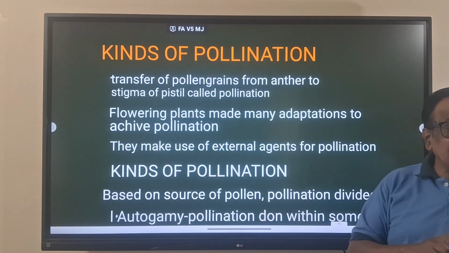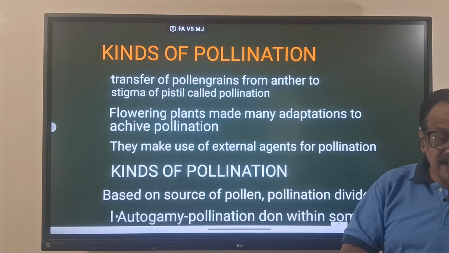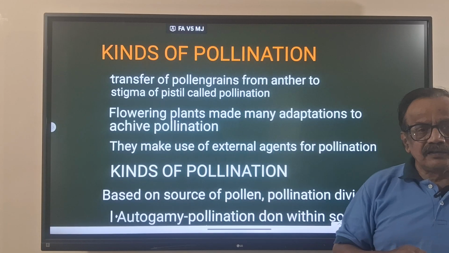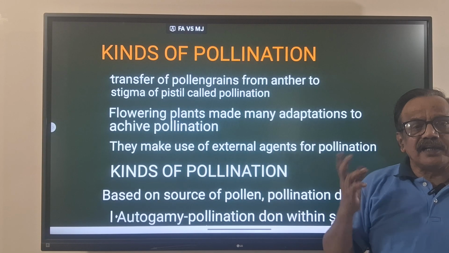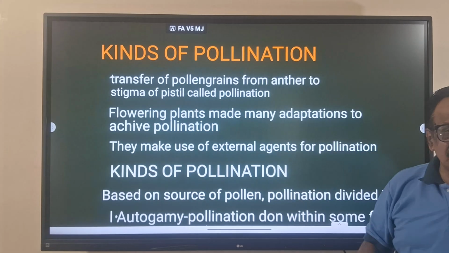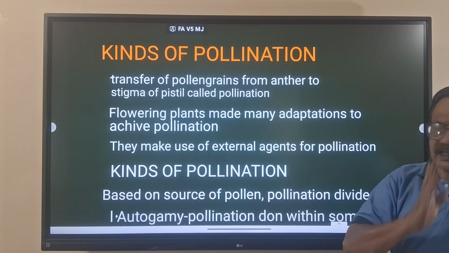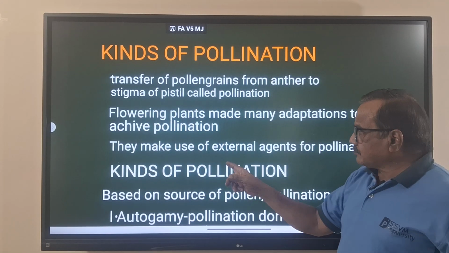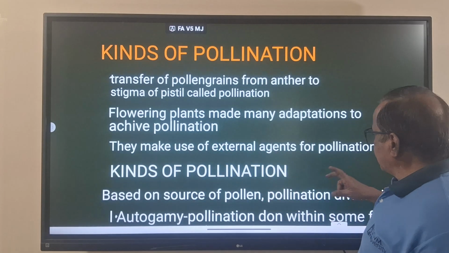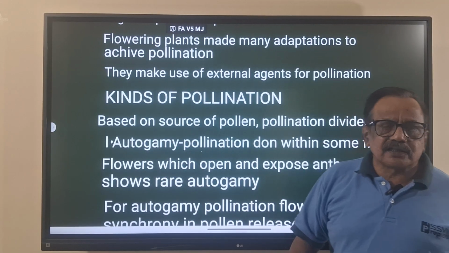And here the pollen grain is transferring from the anther to the stigma. This can be given indirectly: the male gametophyte will be transferred by the agents. Male gametophyte is nothing but the pollen grain. Such types of questions also will come, so please try to understand in that way also. Now, they make use of external agents for pollination. What are the agents? They are abiotic and biotic, that I will discuss in the next video.